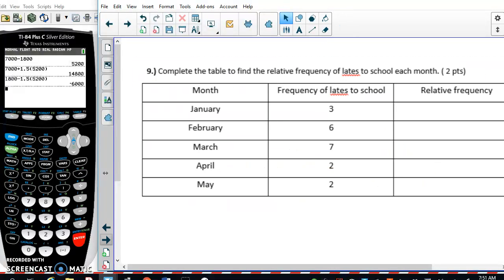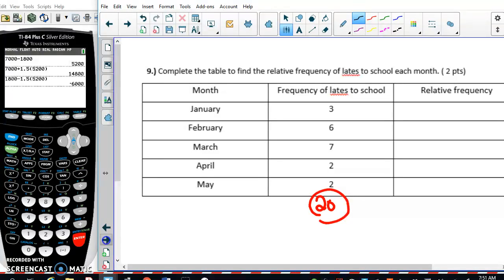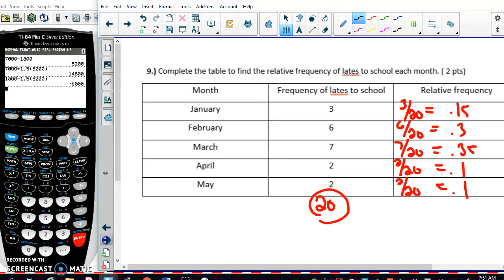All right, our last question, find the relative frequency. So step number 1, you find what the total is. Okay, how are we doing on time? Less than a minute. So we have 3 out of 20. We would divide each of these by 20. 7 divided by 20, 2 divided by 20, 2 divided by 20. That's the total. 0.15, 0.35, 0.1, 0.1. Okay, and that's what we get. That's it.